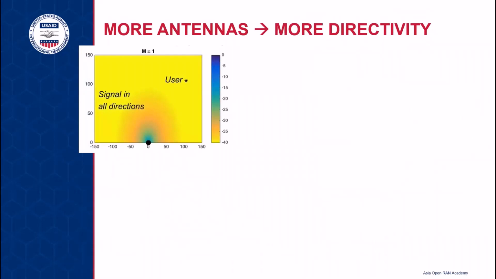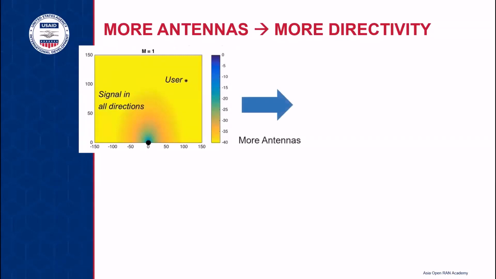If we use a single antenna element, this is what happens. If you have a user here, you can see the signal level, no? Or the path loss is large. So a lot of energy is wasted, thrown into different directions.